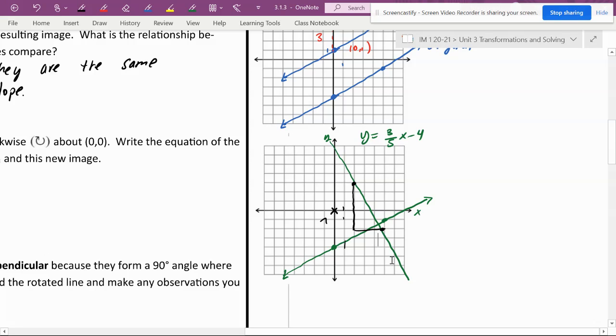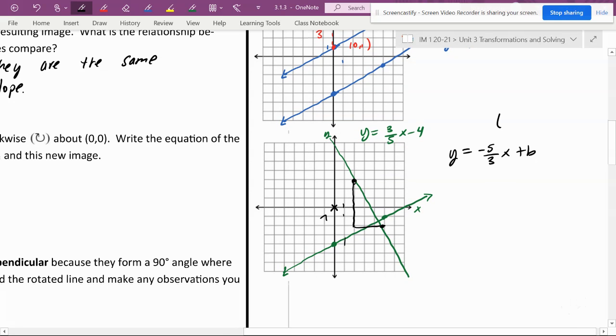All right. So one of the things that I want you to notice here, the new image has a slope of y equals negative 5 over 3 times x, and then we want to find the b value. Now, we can find the b value by locating a point on the line. So let's make it an easy point, 2, 3. So we're going to substitute. 3 equals negative 5 over 3 times 2 plus b. And that's going to give us negative 10 thirds plus b.